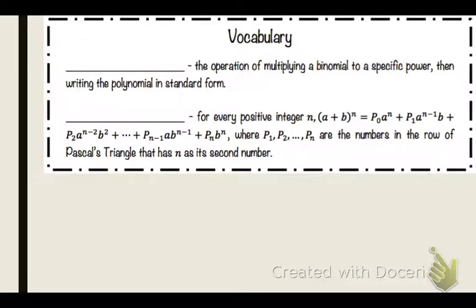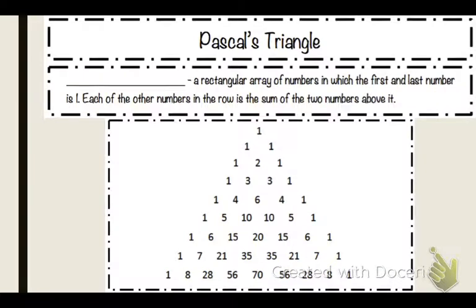So let's go through some vocabulary. The operation of multiplying a binomial to a specific power, then writing the polynomial in standard form, is to expand that binomial. And then for every positive integer n, a plus b to the nth power, and so on. That is the binomial theorem. Okay, we'll get more into that later in this video. A rectangular array of numbers in which the first and last number is 1, and each of the other numbers in the row is the sum of the two numbers directly above it. That's Pascal's triangle, and that's the triangle that's directly on the bottom of this page.